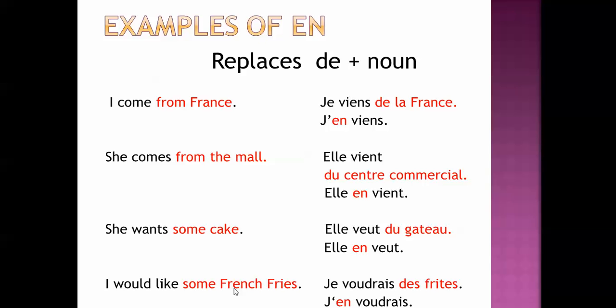And the last one, I would like some French fries. Je voudrais des frites. I would like some fries. We're replacing "des frites" with en, and it becomes j'en voudrais. Okay, j apostrophe, because en begins with a vowel.